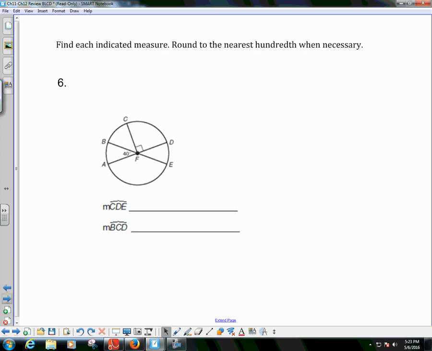All right, moving on to chapter 12. Find each indicated measure, round to the nearest hundredth when necessary. I need to find the measure of arc CDE. So CDE, and that could have been called arc CE. So let's see, I know that this angle right here is 90, which means that this part of the arc is 90. And I need to know what this part of the arc is. Well, this angle is 40, which means this angle is 40. Central angles and central arcs share the same measure. So if this is 40 degrees, then this is 40 degrees. And the measure of CDE is 90 plus 40, or 130 degrees.